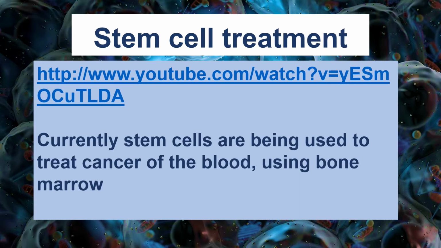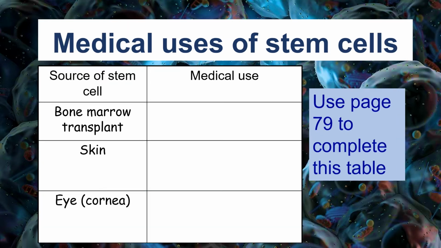Then watch this video about stem cell treatment. Stem cells are currently being used to treat leukemia, treat burns, and used in cornea repair. You need to know what stem cells are currently being used for. So try to use your knowledge from the previous links and videos to try to fill in the table.